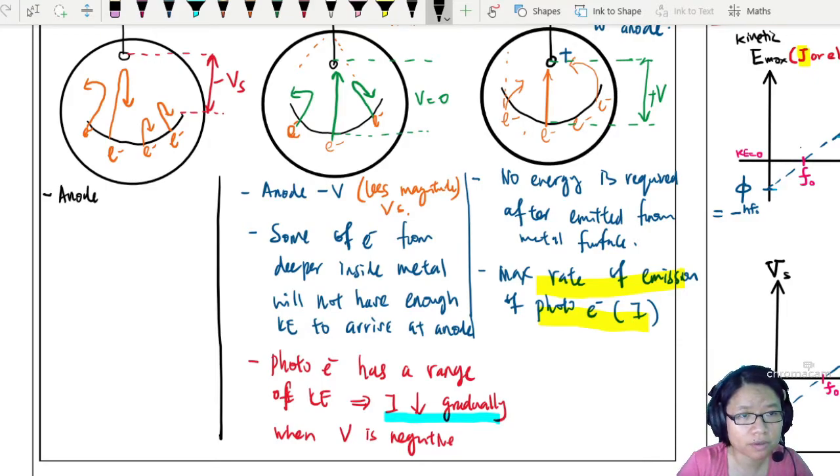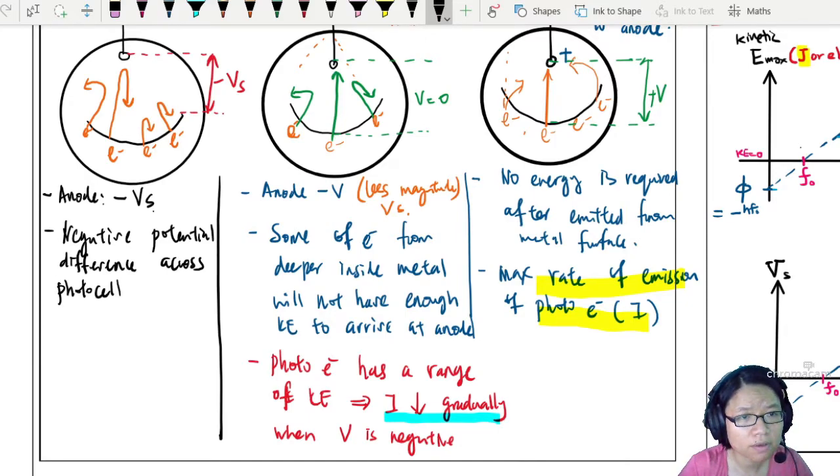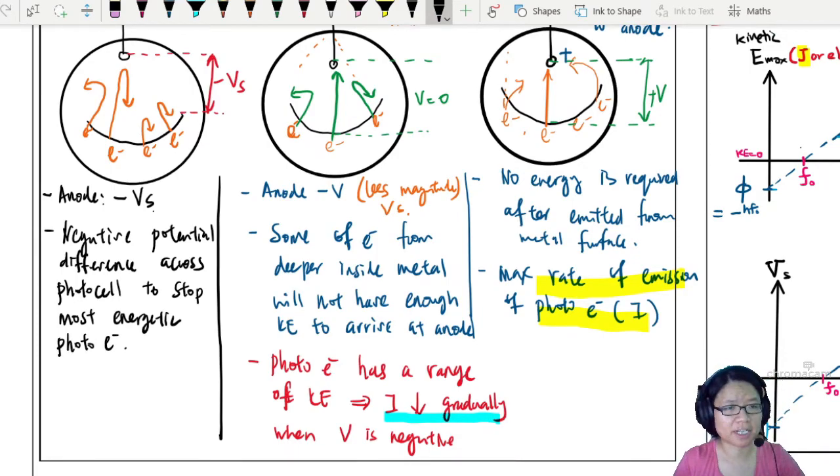So now your anode is negative Vs. Stopping potential is defined as the potential, or rather I prefer the word negative, potential difference across the photocell that is able to stop the most energetic photoelectron. So the photoelectron will lose all of its kinetic energy.